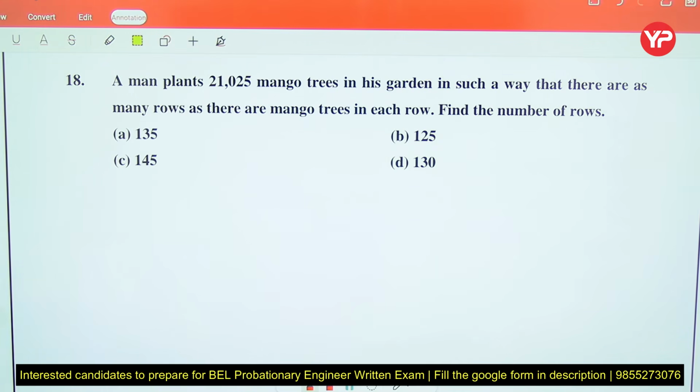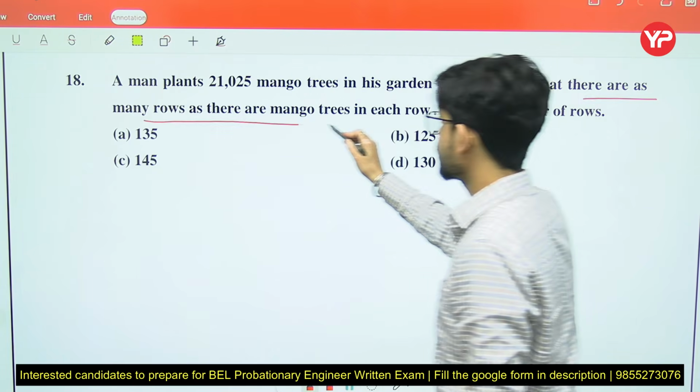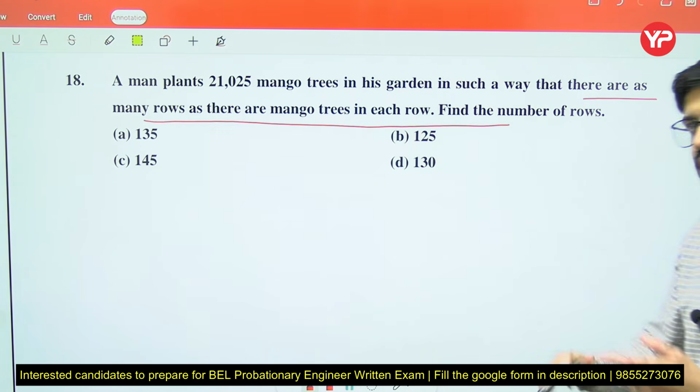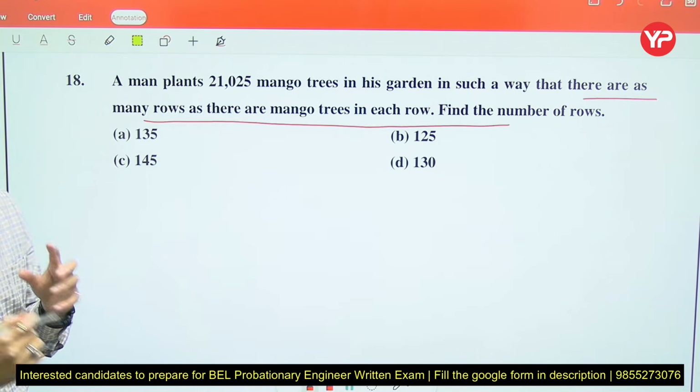Next question is, a man plants mango trees in his garden in such a way that there are as many rows as there are mango trees in each row. Means the number of rows is the same as the number of mango trees in each row. So basically find the number of rows.